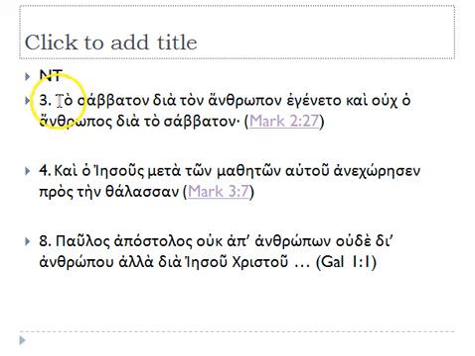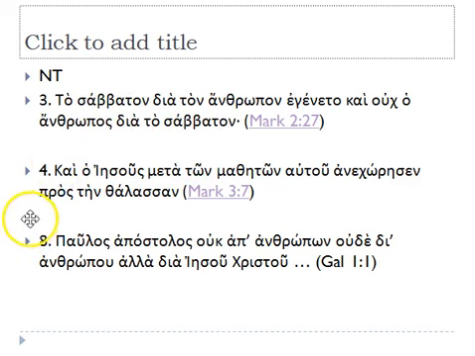And the spine of the phrase, as it were, is to sabaton egeneto dia. The Sabbath came into being on account of the human being, and not the human being on account of the Sabbath.